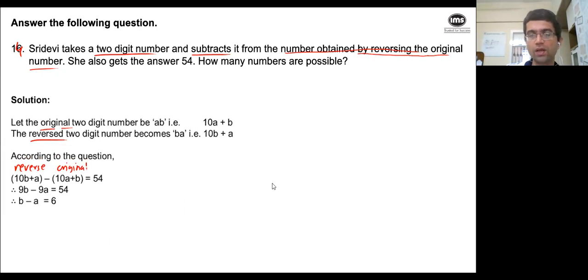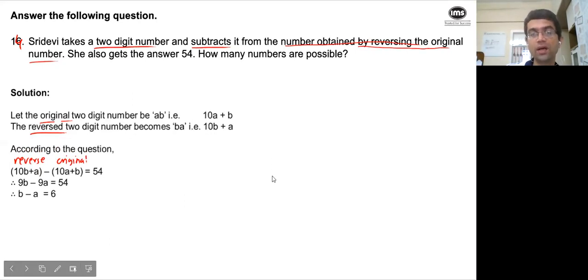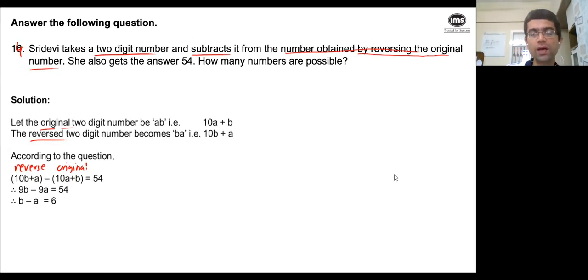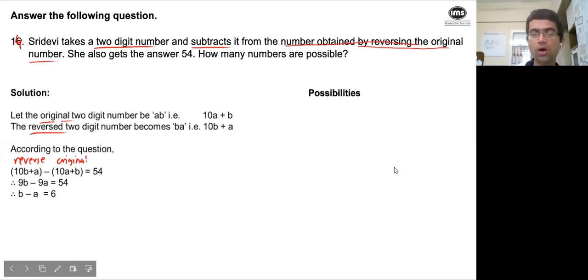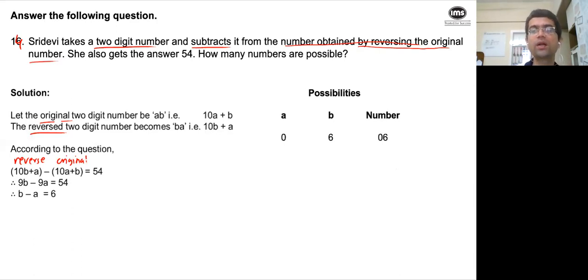Let's first theoretically just write down the values of b and a. Then we'll see whether all are practically possible or not. Remember the word theoretically. Now b minus a being 6 can theoretically have a, b as 0 and 6, or I can have 1 and 7, I can have 2 and 8, and I can have 3 and 9.